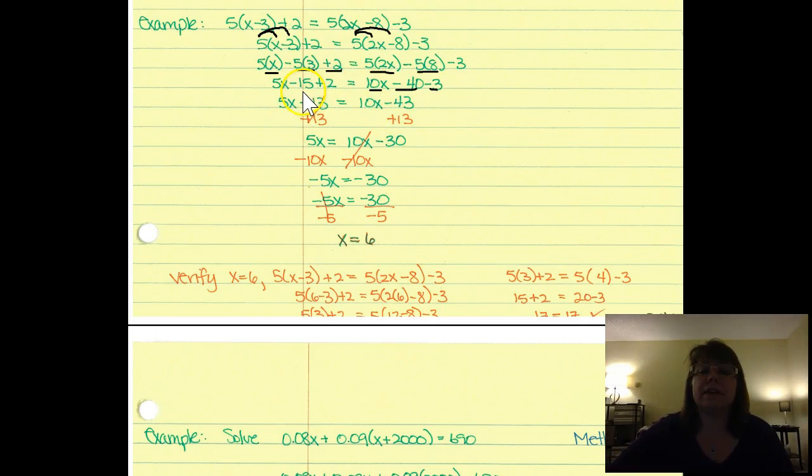Now I can start combining at least a little of the like terms. So negative 15 plus 2 is a negative 13. A negative 40 minus 3 is a negative 43. Now I want all my variables on one side and all my constants on the other. I'm going to have all my constants on the right and my variables on the left. Again, it doesn't matter, but this is how I'm going to do it. Add 13 to both sides. That will get me 5x equals 10x minus 30.